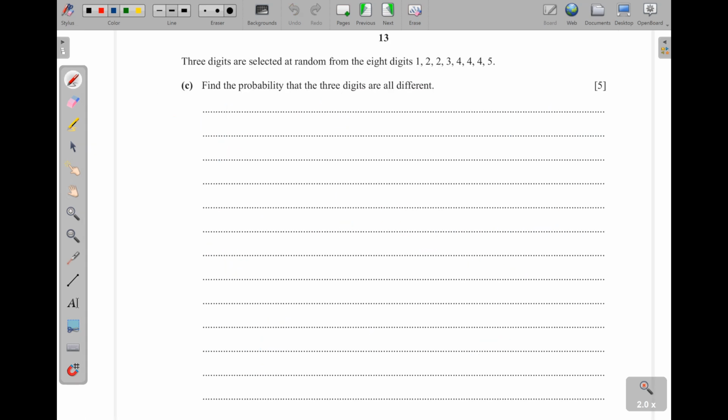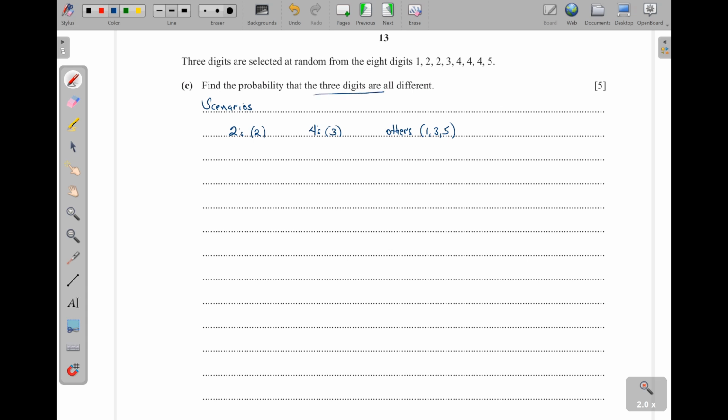Simple as that. Then lastly, 3 digits are selected at random from the 8 digits. Find the probability that the 3 digits are all different. Now, these are our scenarios here. Let us first outline them. I can have the 2's, how many are they? They are actually 2. And then the 4's, how many are they? They are 3. And then the others, actually we are talking about 1, 3, and 5. For them, they are different.